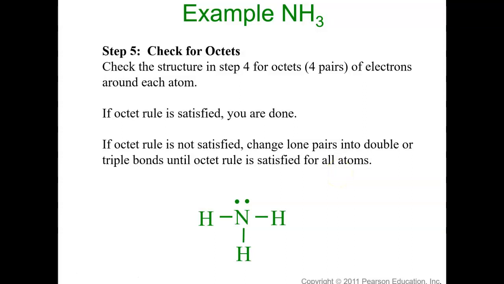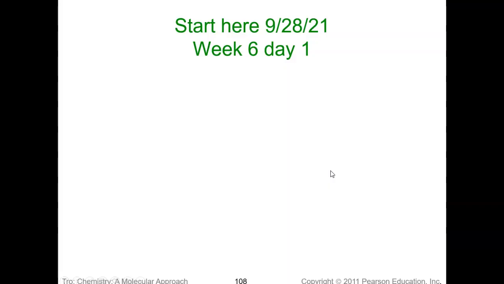So we have to check for octets. Remember, everyone wants 8 so they can be just like those noble gases. So nitrogen feels like it has 2, 4, 6, 8. So nitrogen has 8. Check for the octets, yes. Hydrogen, each hydrogen feels like it has 2, 2, 2. Hydrogen, remember, only wants 2 because it feels like it's full with 2 electrons.